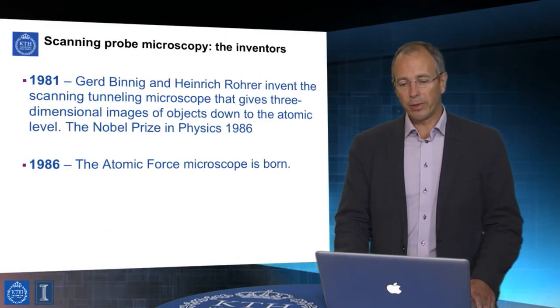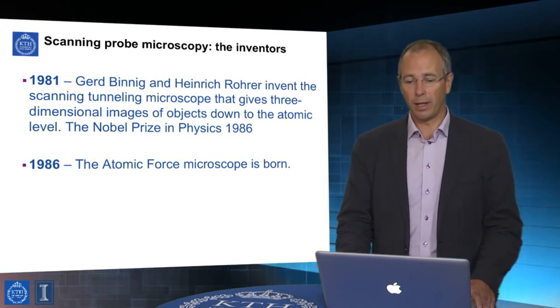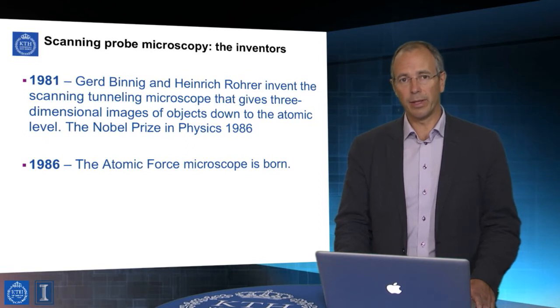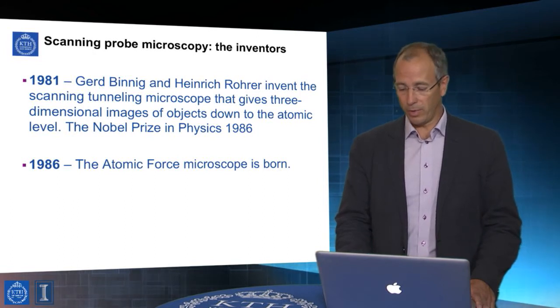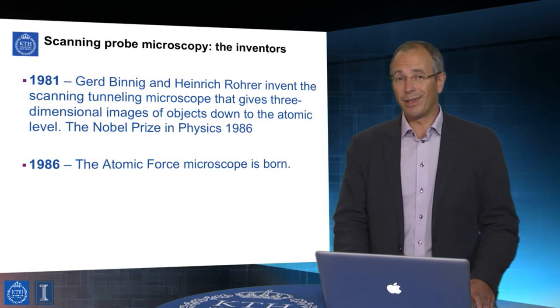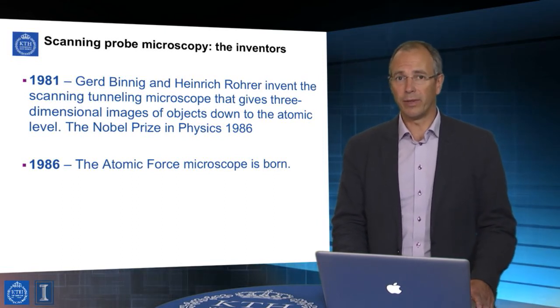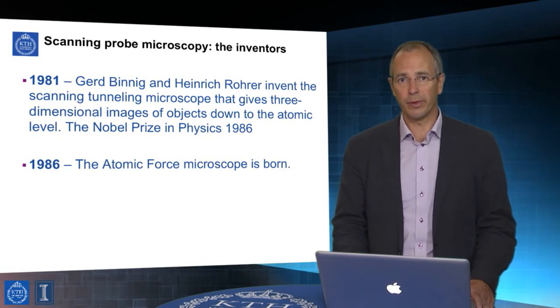So scanning probe microscopy can trace its history back to 1981, when Gerd Binnig and Heinrich Rohrer invented the first scanning tunneling microscope, which allowed us to see three-dimensional objects down to the atomic level. For this, they were awarded the Nobel Prize already in 1986, which is a very fast turnaround and reflects the enormous importance that this technique has had.